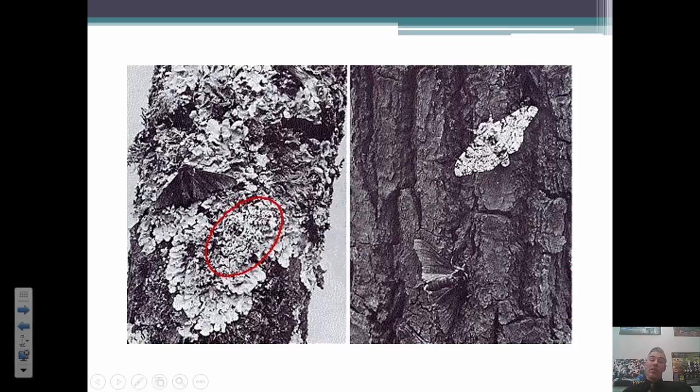So what happened was the frequency of the dark allele increased in the population, and the lighter colored allele decreased in the population. Then, more recently, when we've kind of cleaned up the air, the lichens have gone back to normal color. We've now seen an increase back to the color of the lighter color allele and a decrease in the frequency of the darker color allele.